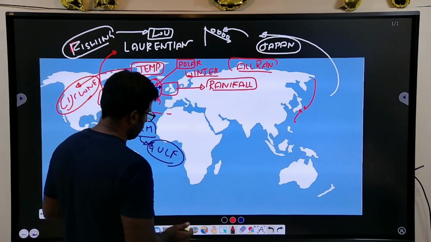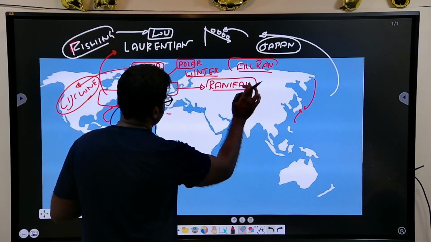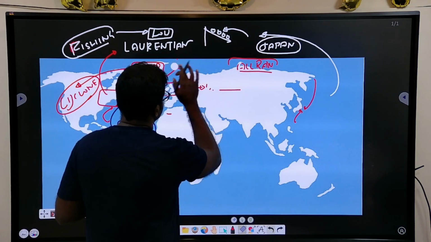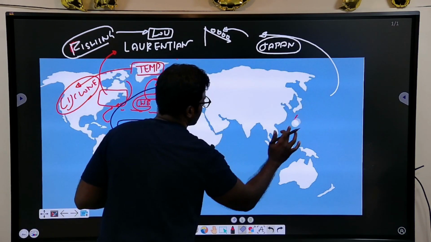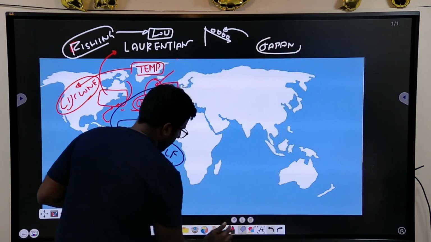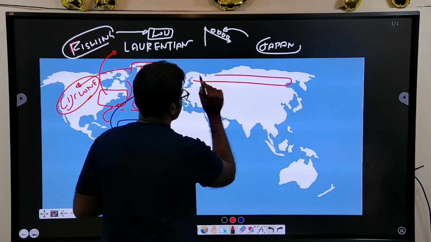So this is the basics of the British climate. Now we will talk about the Siberian climate. It is a very simple cold region, covered with snow. This region you will have what is called the Siberian climate.